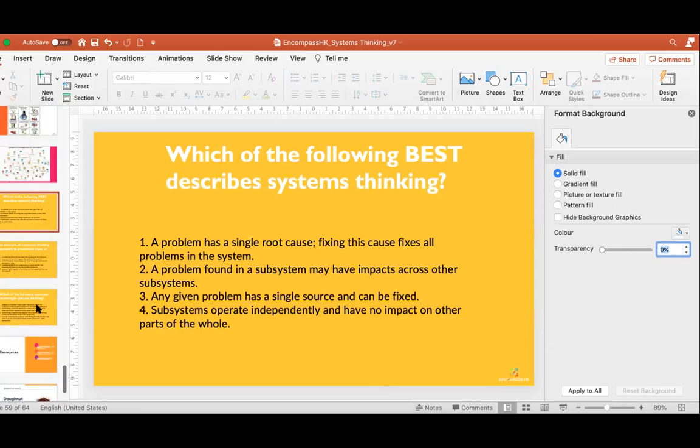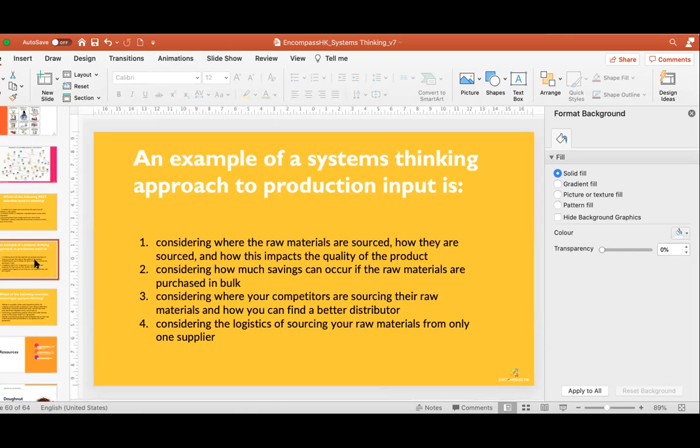Okay, let's try another question. This question is a little bit more tricky. Second question. If you think about production input, would you want to think about raw material, think about saving, think about how competitors are sourcing, the logistic of sourcing? This one is slightly more tricky.